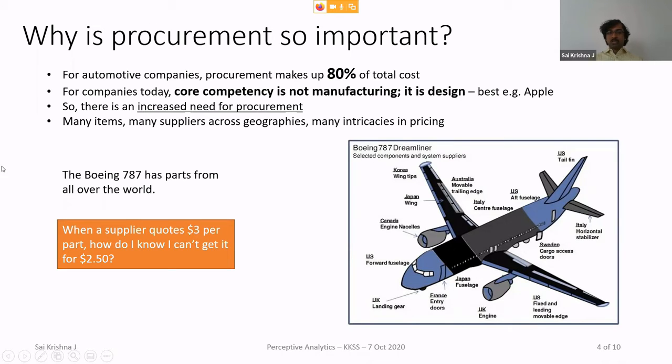And I think the core thing that we have to take away from this slide is this point: core competency is not manufacturing, it is design. And there is this huge trend where companies are outsourcing their procurement and other manufacturing activities to someone who is capable of doing it better. So this is a very important trend that is shaping business today, and this will also help us understand why procurement is so important in today's business scenario. Any questions here in this slide?